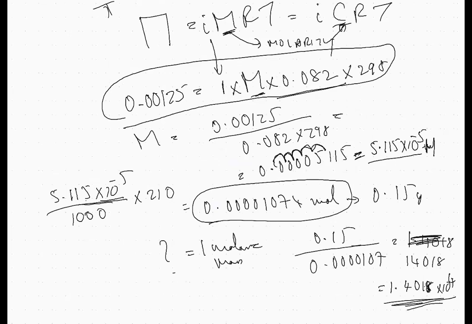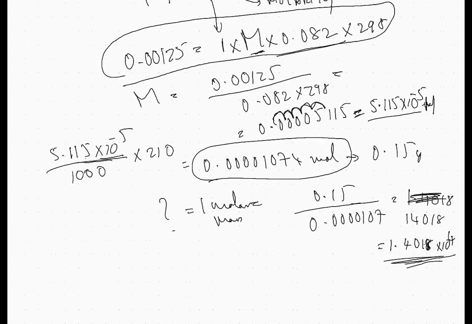Let me check what I did once more: take 5.115 times 10 to the negative 5, divided by 1000, times 210. Yes. So this is the closest you get. That's the answer.